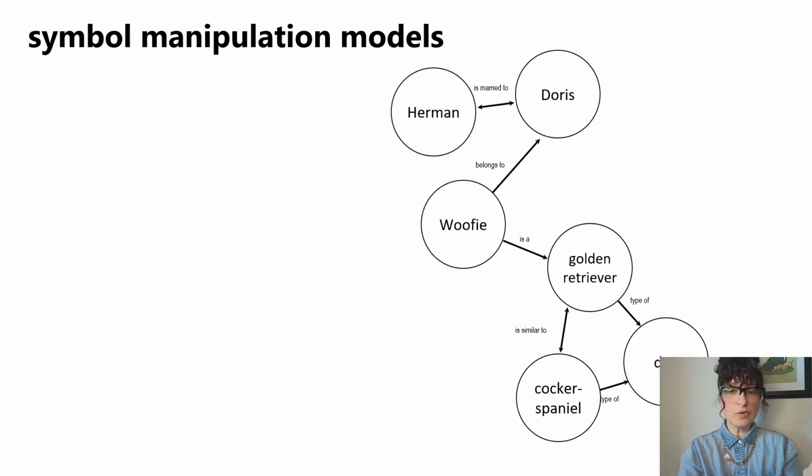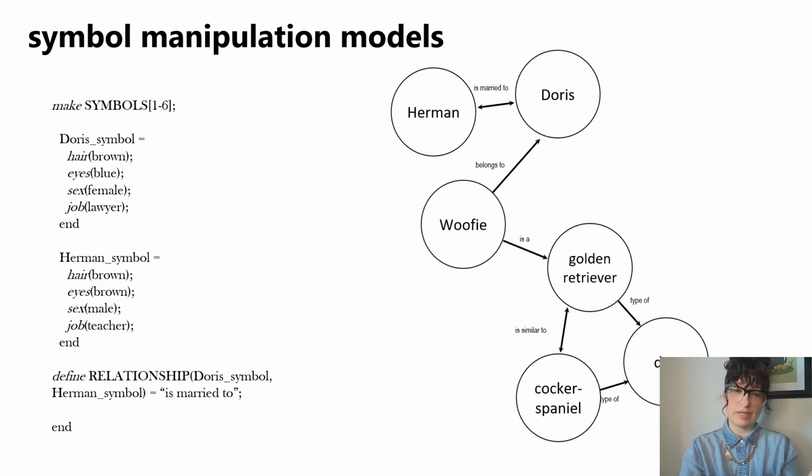And so a computer program for this kind of semantic model representation would actually look something like this. You would need to tell the computer to make these symbols, 1 to 6 symbols for this sort of small scale model, and then each one of those symbols you need to define in detail with all of the specific characteristics that you have related to that symbol.